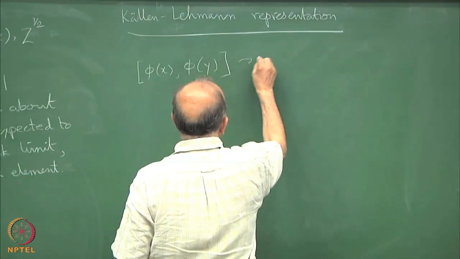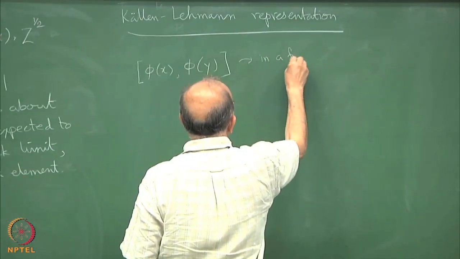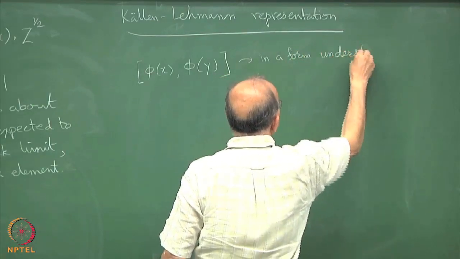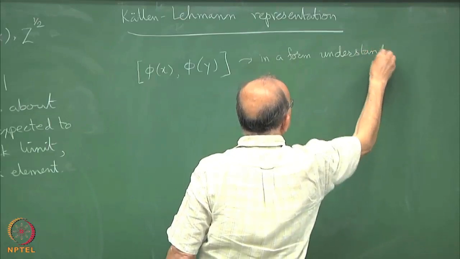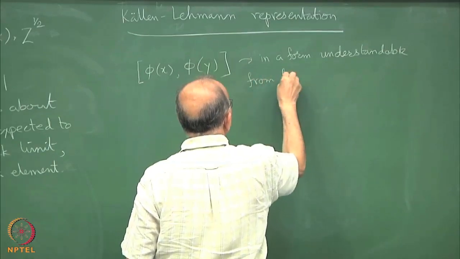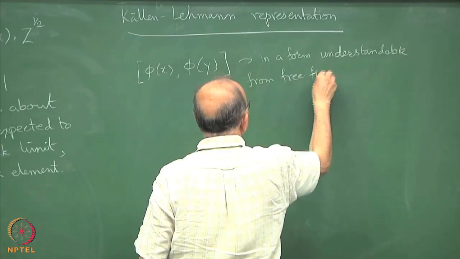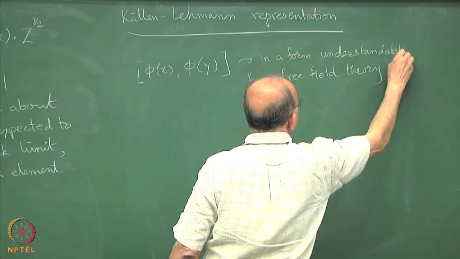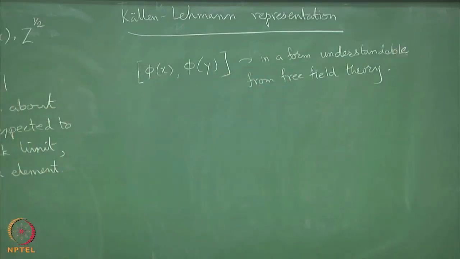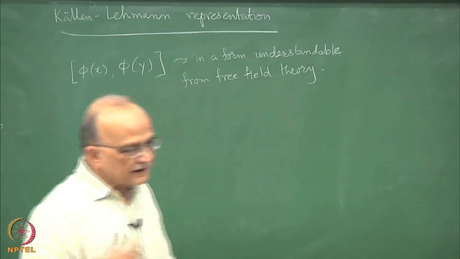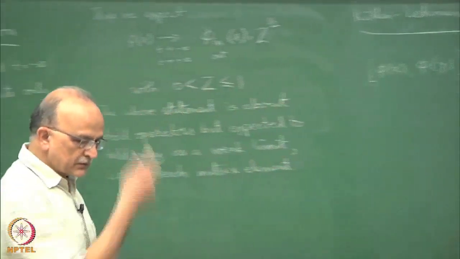Phi y in a form understandable from free field theory. This is what the representation does. It rewrites the general interacting field commutator in terms of expressions that refer to free field quantities.